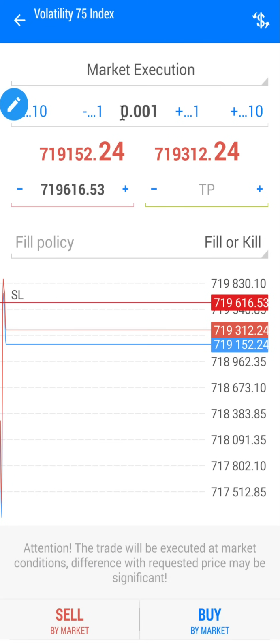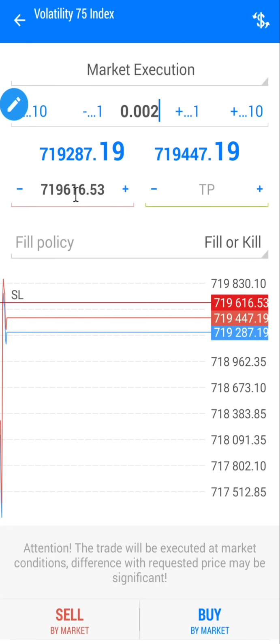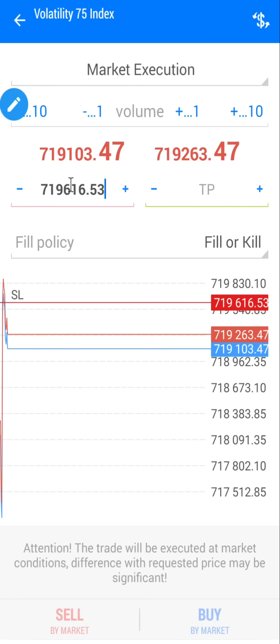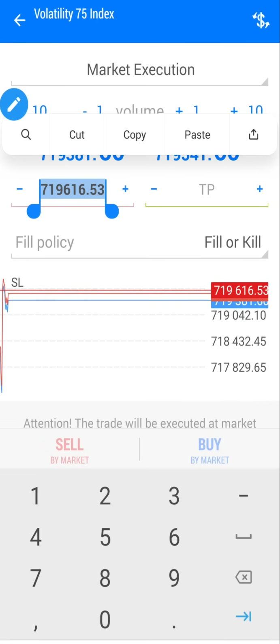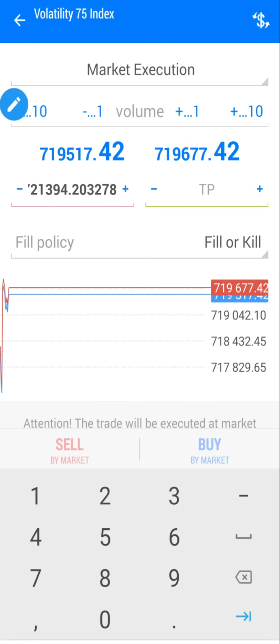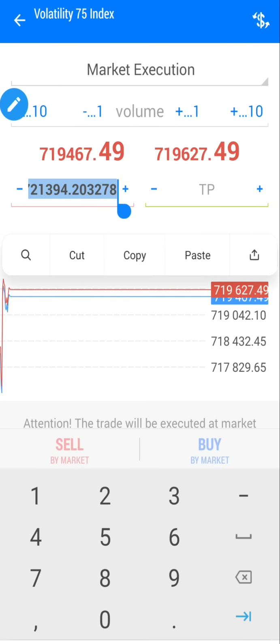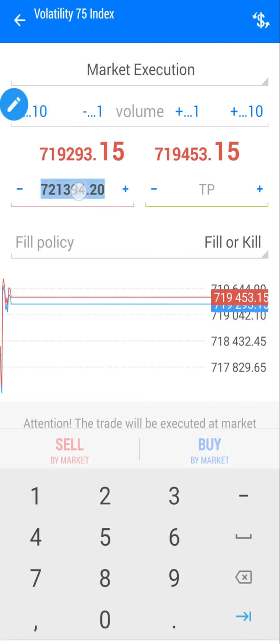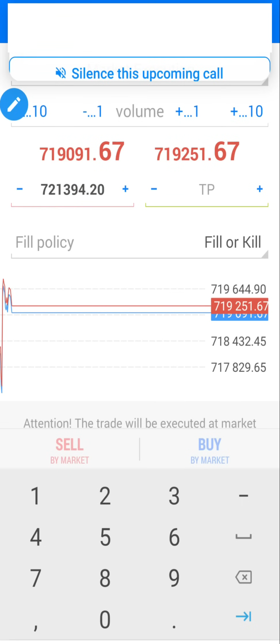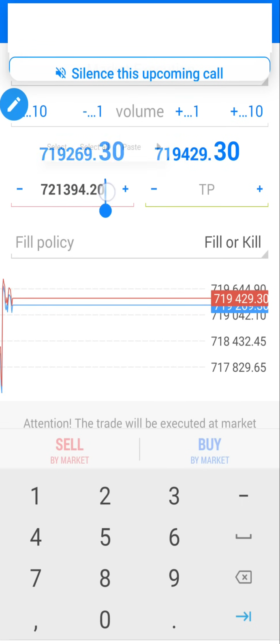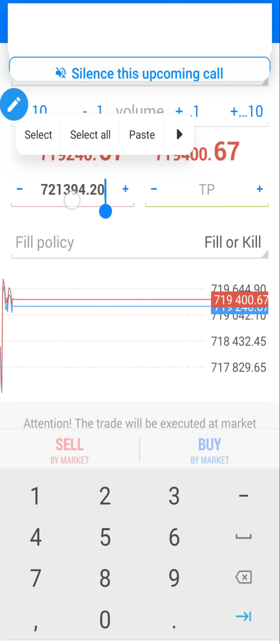Okay, so if we decide to use 0.001 or 0.002, let's say we just use 0.002 and we sell. This is the proper way of doing it. We place our stop loss right here. Let's see, is this stop loss correct?